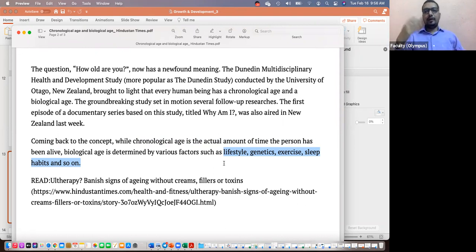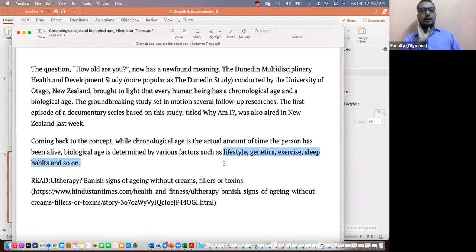Let's say your food habits and physical activity are not great. Your heart may age faster. So although you are 25, your heart may behave as it would for a 35-year-old. So biological age is the age of the physiological components of the body.